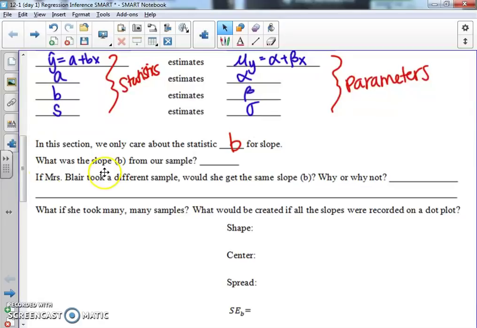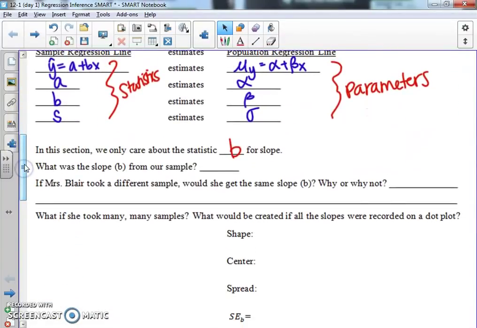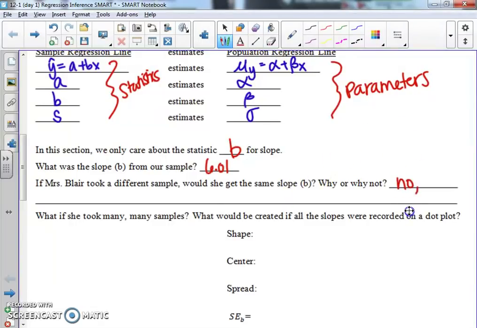Now, what was the slope from our sample? So go back up and look at the top. From the sample that we took, the slope was 6.01. So let's copy that down here. The slope was 6.01. If Mrs. Blair took a different sample, would she get the same slope? Why or why not? Hopefully you're thinking, no, I would not get the same slope. We already know that sampling variability plays a big part of this. So I'm just going to say due to sampling variability.